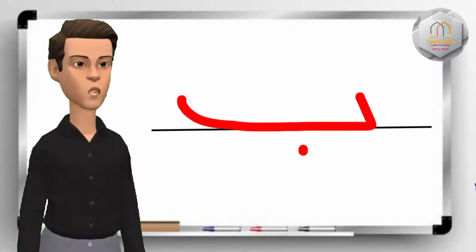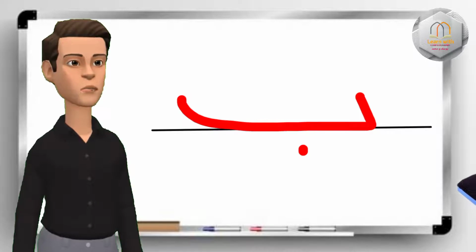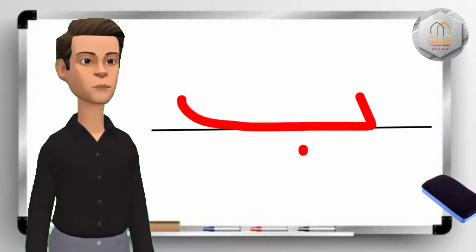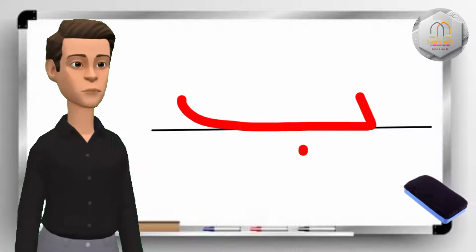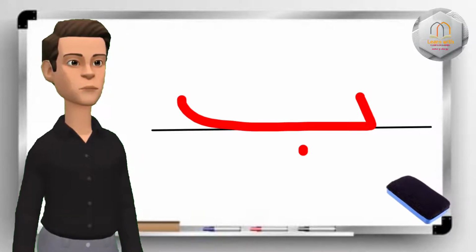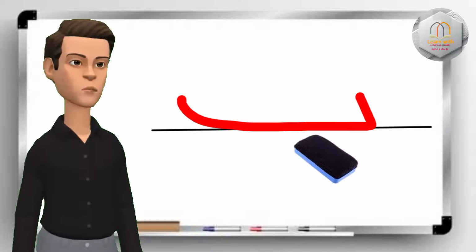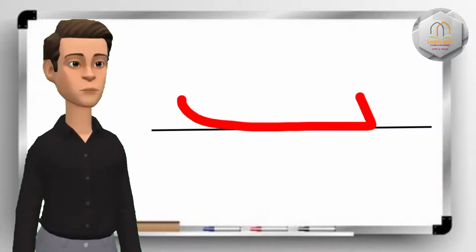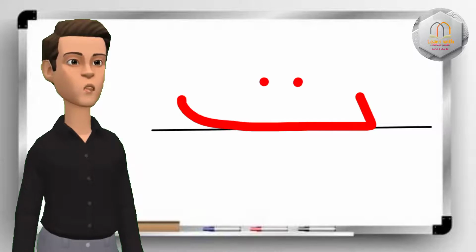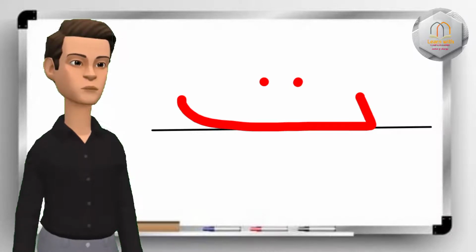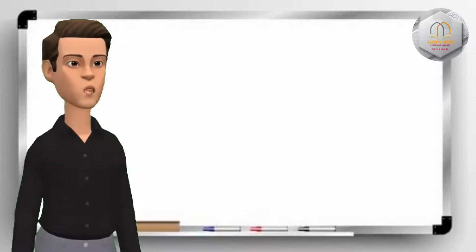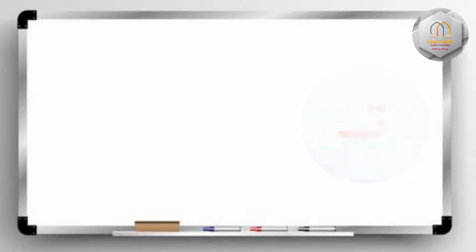As we can see before us, Ba looks like a flat dish with a dot under it. Now, if we want to write Ta, all we have to do is raise the dot from the bottom of the flat plate and put two dots on top of it. In the following examples, we'll learn about the form of Ta in different positions in the word.